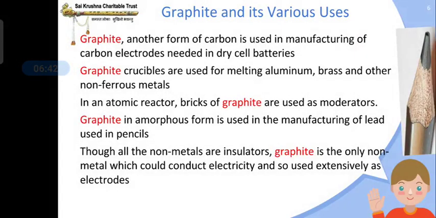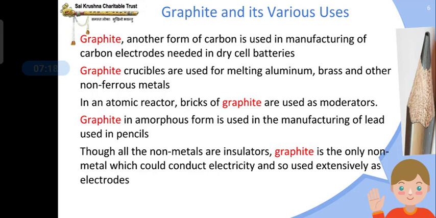Next is graphite and its various uses. Graphite is another form of carbon, used in the manufacturing of carbon electrodes needed in dry cell batteries. So in whichever batteries you use, in order to make an electrode, they make use of graphite. And also, do you know the pencil that you use has graphite? Graphite crucibles are used for melting aluminium, brass and other non-ferrous metals. So in order to melt all these things, we make use of graphite.